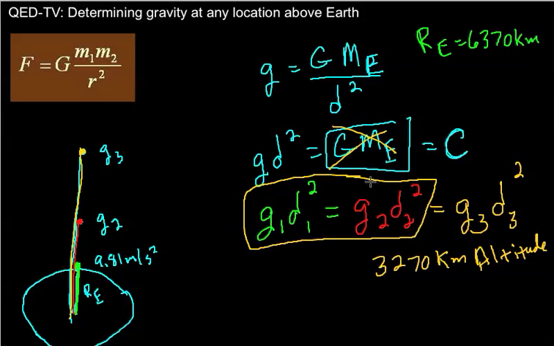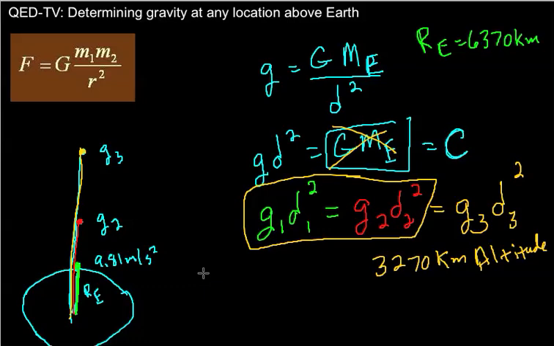6,370 kilometers. So I want to figure out what is gravity at 3,270 kilometers above the surface of the Earth. Well, I can use this equation because I always know one of my gravities. I always know that the gravity on the surface of the Earth is 9.81. And I always know the radius of the Earth is 6,370 kilometers. So I always know one side of this equation.